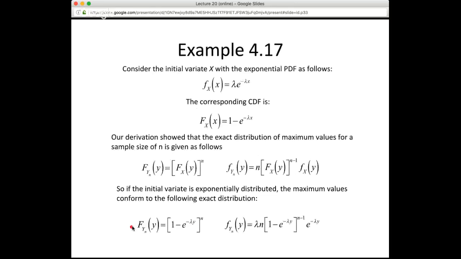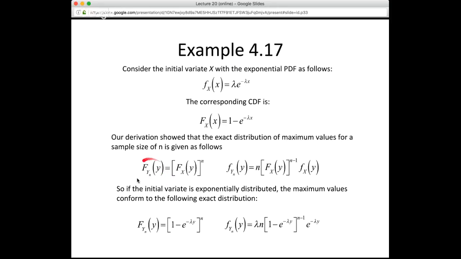So let's go through an example. This is 4.17 in the book. Consider the initial variate, that would be our known population, with an exponential PDF as follows. So we're going to assume that the parent population is exponentially distributed. And of course, the corresponding CDF is going to look like this. We're then asked to derive the distribution for the maximum value we would expect out of a sample of size n, if we were to sample that parent population with n samples.